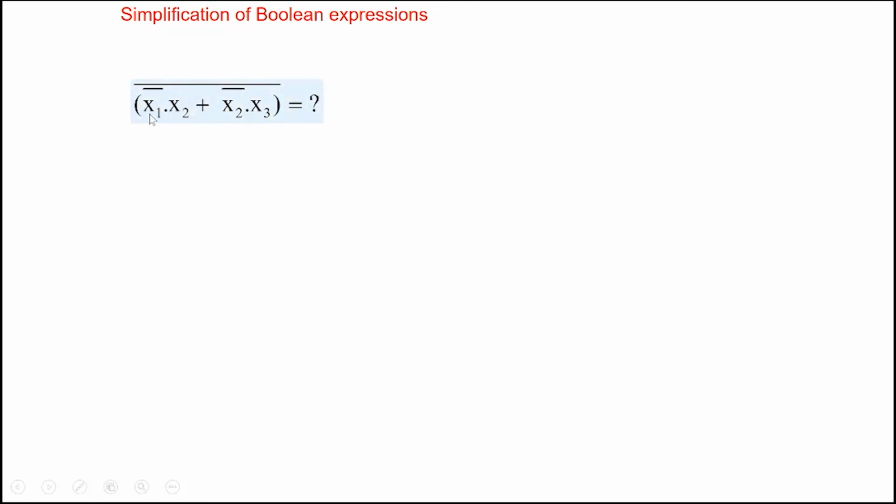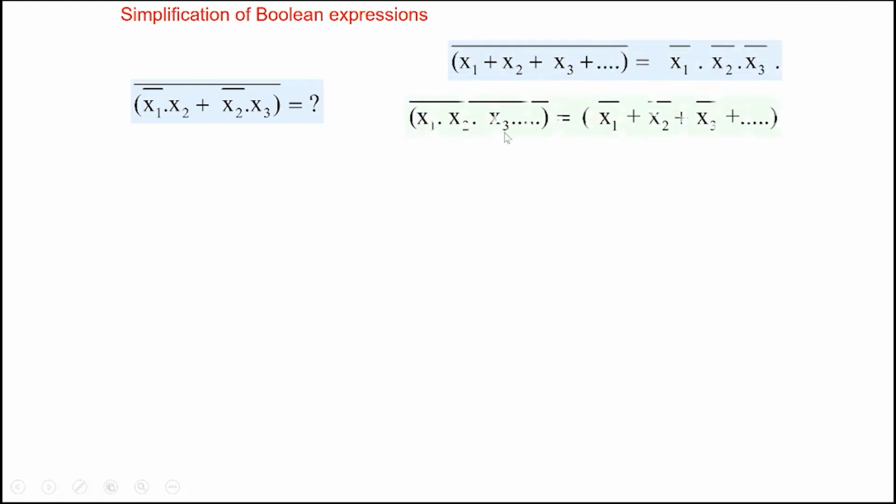So for example, what is x1 bar dot x2 plus x2 bar dot x3 whole bar here? So we use these results. Okay, so let's use that. If you take a bar of this one, it will become the complement of the whole thing, and the dot of this, and then the complement of x2, this whole thing. The complement of this thing will become x1 plus x2 bar here, and the complement of this thing will become x2 plus x3 bar here.